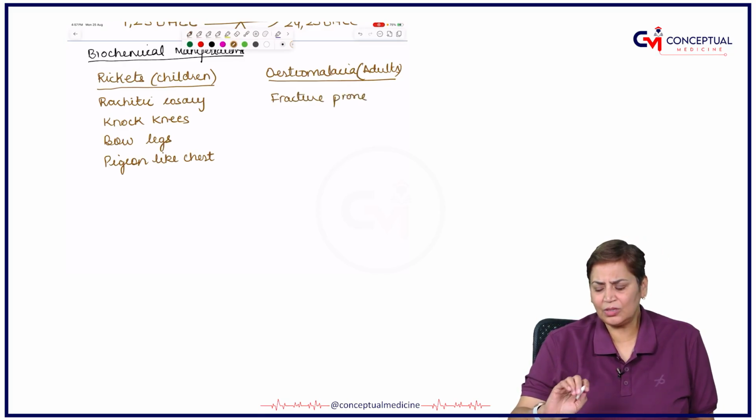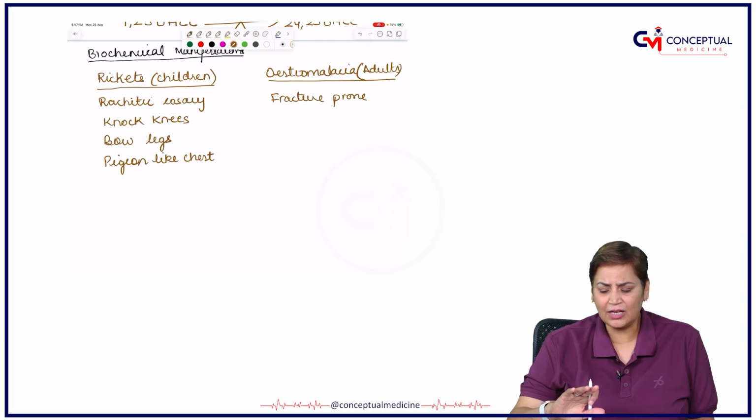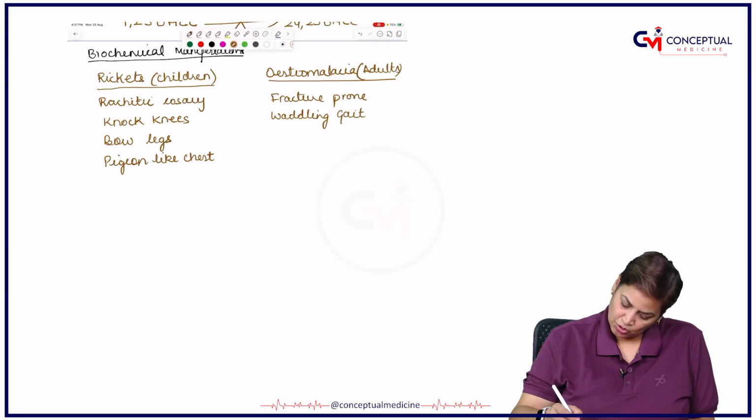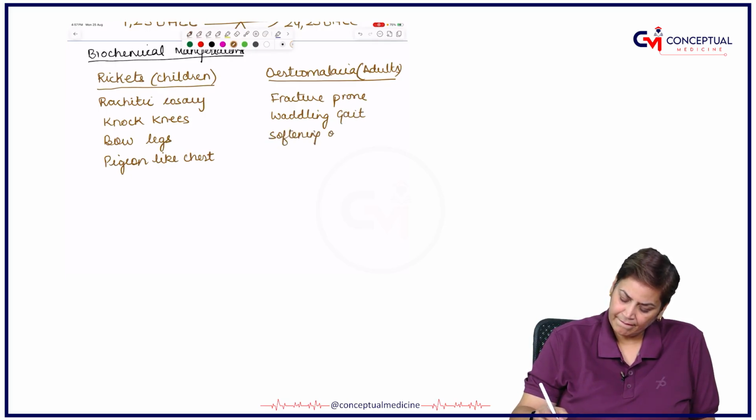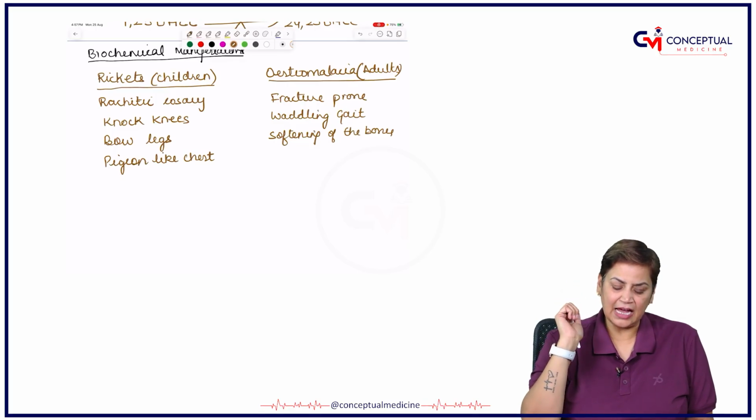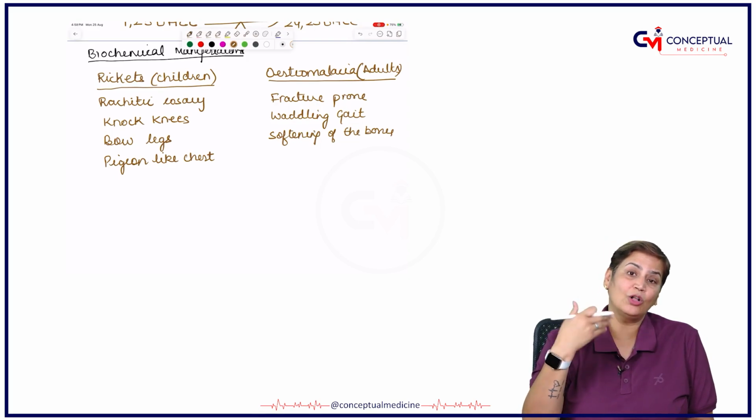And sometimes the pelvic bone also becomes so soft, so liable to fractures, that the movement, you can say the gait, also changes, and it is known as waddling gait. It leads to waddling gait, softening of the bones. So this is osteomalacia in adults, and these are the main biochemical manifestations of vitamin D.